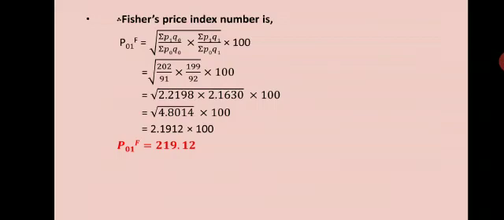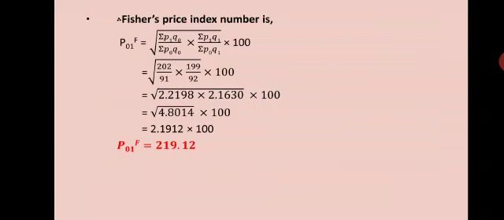Then we have the Fisher's price index number formula, that is P01 of Fisher's is equal to square root of summation P1 Q0 divided by summation P0 Q0 into summation P1 Q1 divided by summation P0 Q1, outside the bracket multiply by 100, which is equal to, put all the totals which I have calculated in the previous table, you will get square root of 202 divided by 91 into 199 divided by 92 into 100.